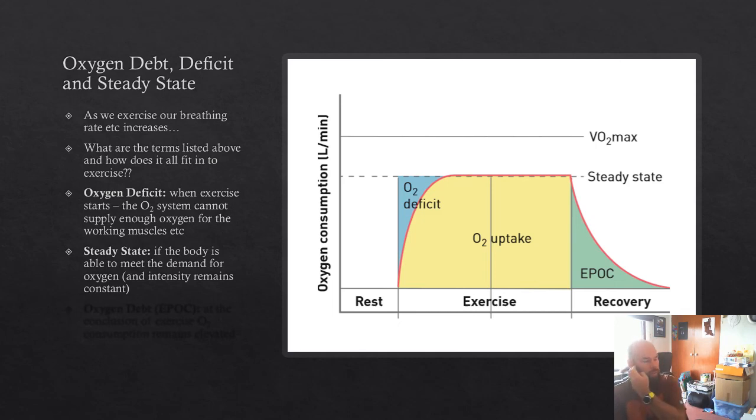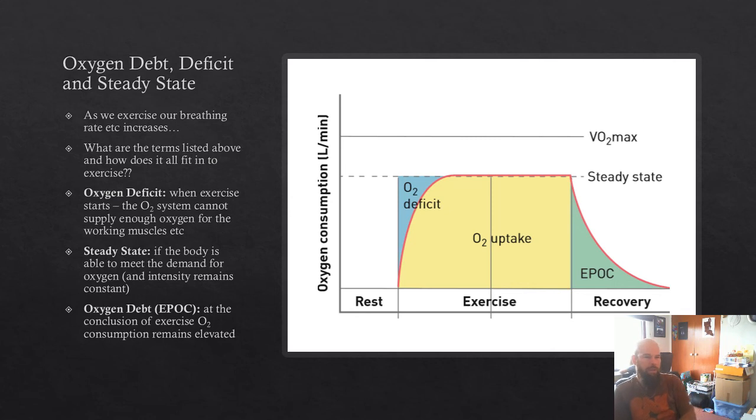If we were to increase that intensity again, then there would be a period of oxygen deficit again. And then eventually, when your levels return to normal, you would again be at that steady state. The final one, oxygen debt, or EPOC. EPOC is an acronym which stands for excess post-activity oxygen consumption. It just gets a letter left out.